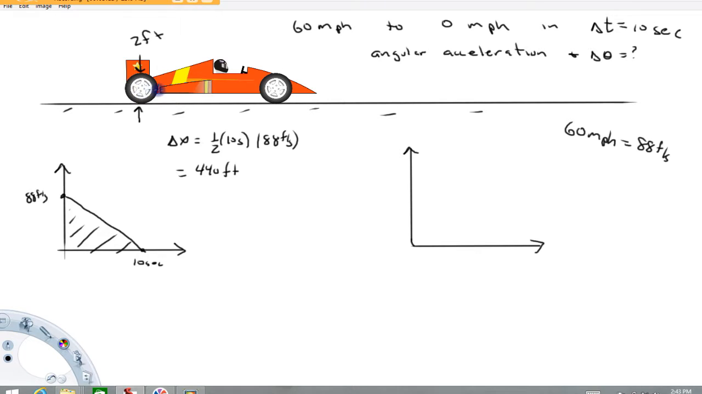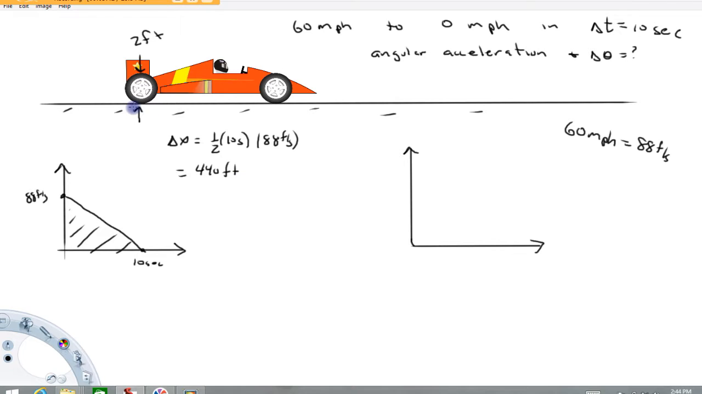Now, for analyzing the tire, what I'm going to imagine here is this. Just imagine the car just sitting put and the tire rotating at whatever rate it's going at. It's important to realize that the distance that a point on the tire would move around in a circle would be the same as the distance traveled by that car. So that distance has to equal 440 feet. And what that's going to allow me to do is calculate how many times that tire went around.